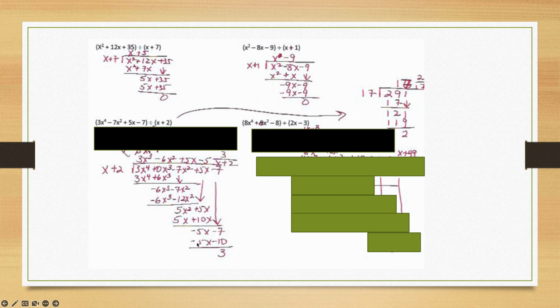Subtracting negative 5x, bringing it down, negative 7. So that gives me negative 5x minus 7. Clearly, I need to multiply x plus 2 by negative 5 to go into that. That gives me negative 5x minus 10. And when I subtract, negative 5x's cancel out, but negative 7 minus negative 10 is 3. So then I write as my final step the last piece as a remainder. 3 parts remain out of the x plus 2 I divided it into.